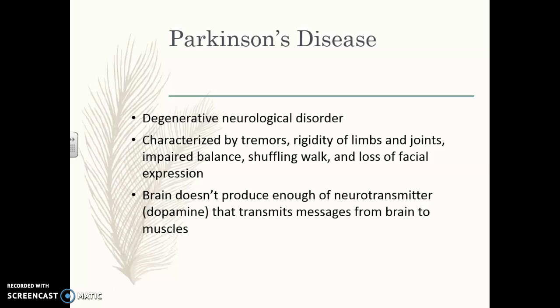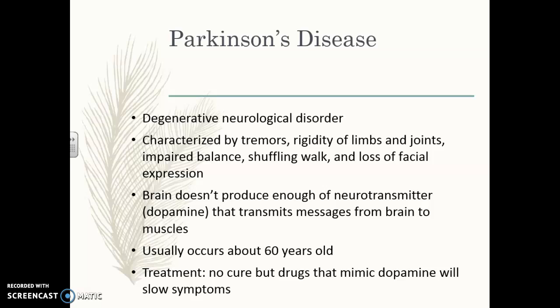So what is happening? The brain doesn't produce enough of the neurotransmitter dopamine that transmits messages from the brain to the muscles. This usually occurs at about 60 years old or older. There is no cure, but there is treatment. So drugs that mimic dopamine will slow the symptoms of Parkinson's and allow you to live a normal life longer.